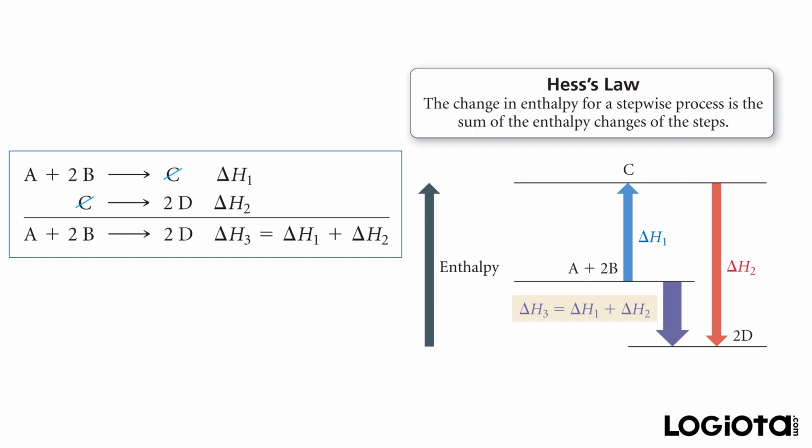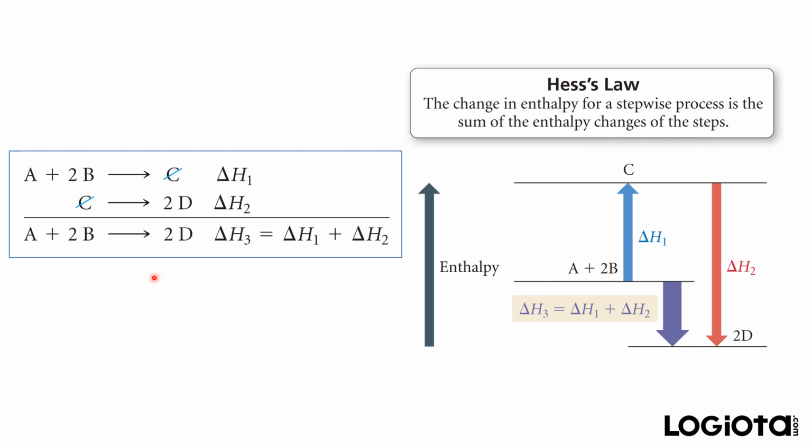In this video, I'll tell you how to solve the Hess's law numericals in the easiest method. So first of all, let's see what Hess's law is. Hess's law states that the change in the enthalpy for a stepwise process is the sum of the enthalpy changes of the steps, as you can see in the example here.